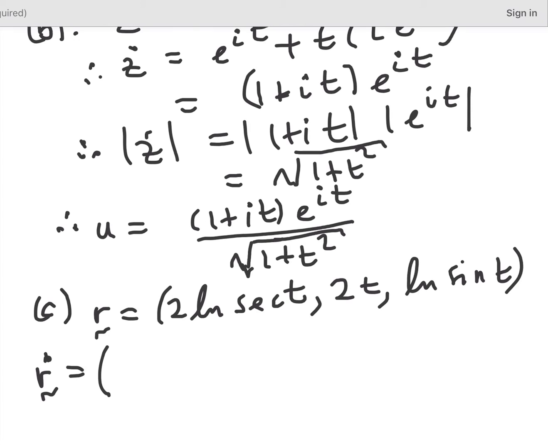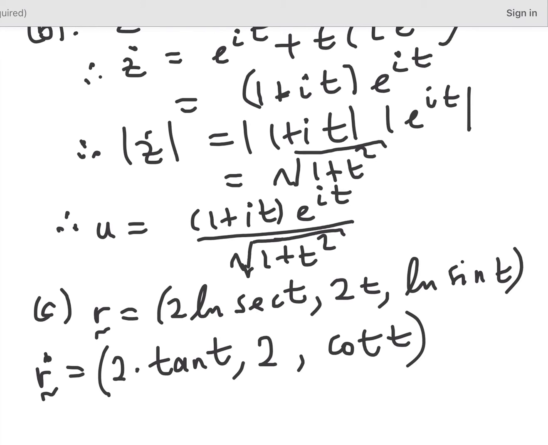The derivative of log of sec is 1 over sec multiplied by the derivative of sec. The derivative of sec is sec tan. So what we end up with is 1 over sec times sec tan, which is very simply trigonometric tangent. The derivative of 2t is 2, and the derivative of log of sine is 1 over sine times the derivative of sine. So it's 1 over sine times cos, that's cos over sine, so that's cotangent of t, like so.